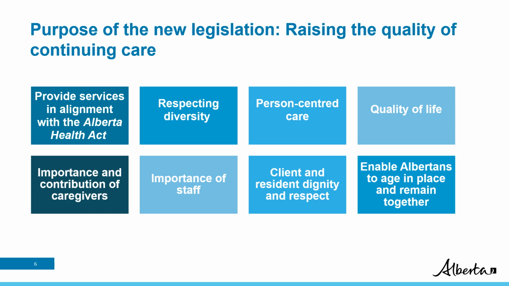Family and friends who act as caregivers play a significant role in the lives of continuing care residents and clients in helping to determine how to best meet their needs. Continuing care staff are well trained and supported to enhance the quality of life of residents and clients. Continuing care residents and clients deserve to be treated with dignity and respect, taking into account their physical, mental, social, spiritual, and cultural needs. Government of Alberta supports the wishes of continuing care residents and clients to age in place or in community and to remain living as a couple or with a companion.